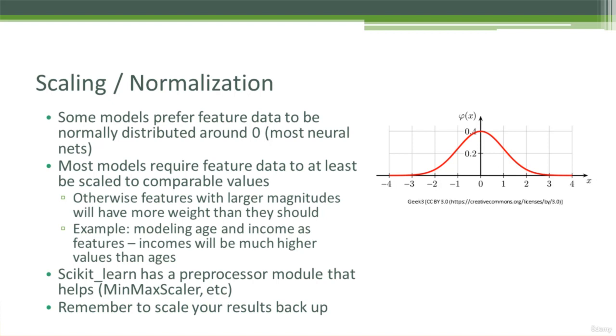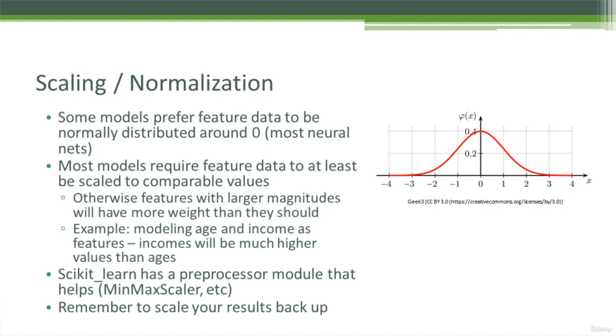Otherwise, if you have features that have larger magnitudes, they'll end up having more weight on your model than they should. Going back to the example of people, if I'm trying to train a system based on their income, which might be some very large number like 50,000, and also their age, which is a relatively small number like 30 or 40, if I weren't normalizing that data down to comparable ranges before training on it, that income would have a much higher impact on the model than their age. And that's going to result in a model that doesn't do a very good job.